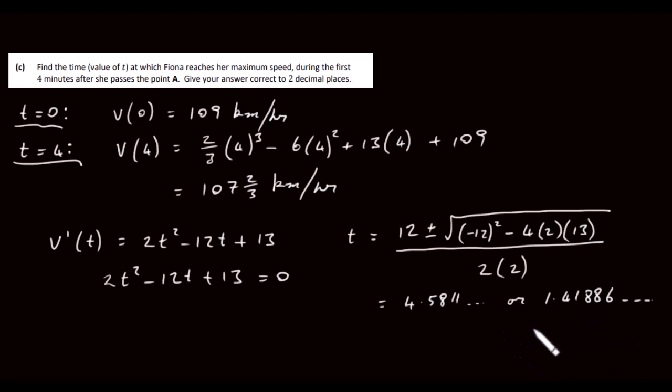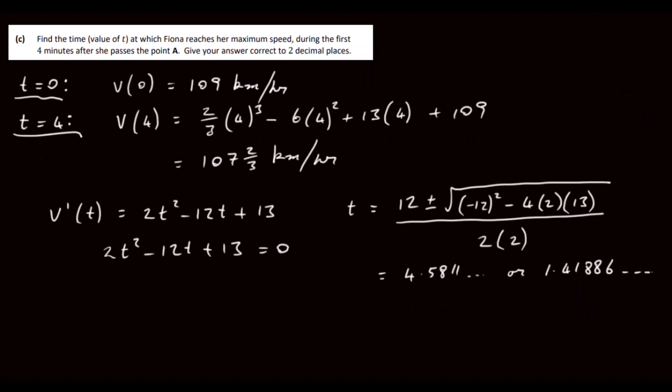So the one we're interested in is not this one because it's outside our 4 minutes. We're interested in this here. So there's a local maximum at 1.41886 minutes. So we want to find what that maximum is, what the speed will be at that particular time, to see if it's larger than these two here, to see if it's the maximum speed. So let's have a look. We need to basically stick this time into our original function.